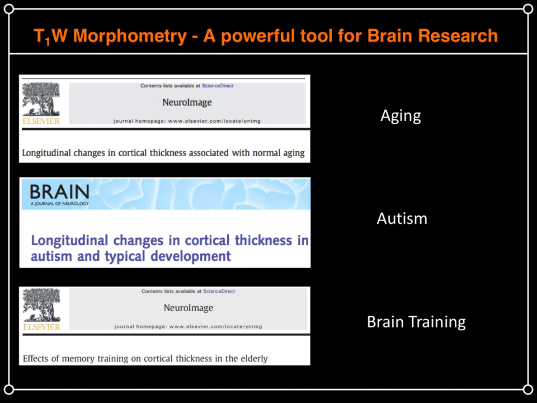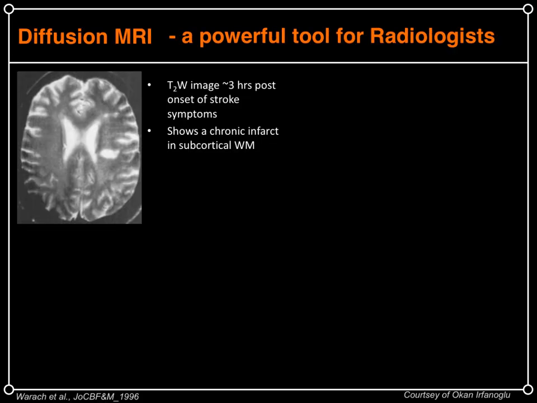And with this sort of approach, there have been a lot of studies that have reported longitudinal changes in cortical thickness associated with aging, with clinical conditions like autism relative to typical development, and also things like training, how memory training can evoke changes in cortical thickness. So that's a quick overview of T1 weighted morphometry.